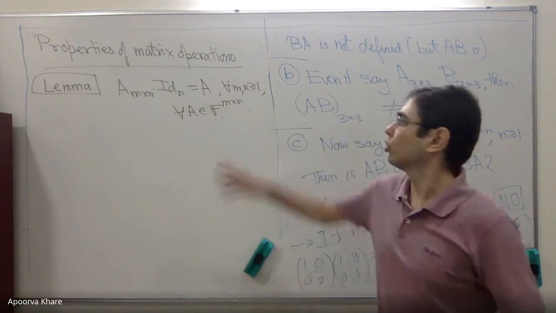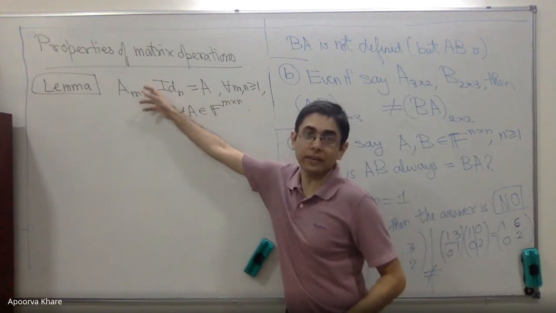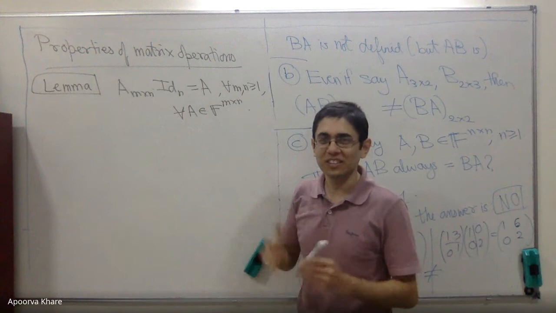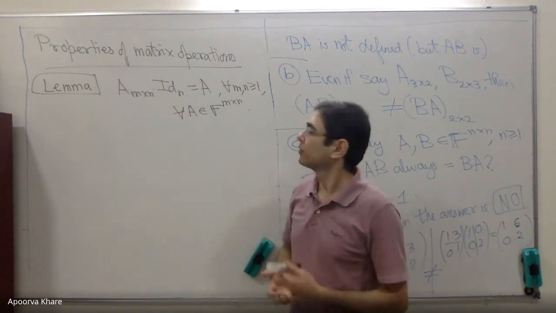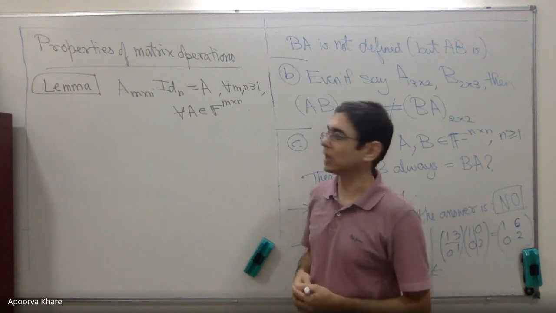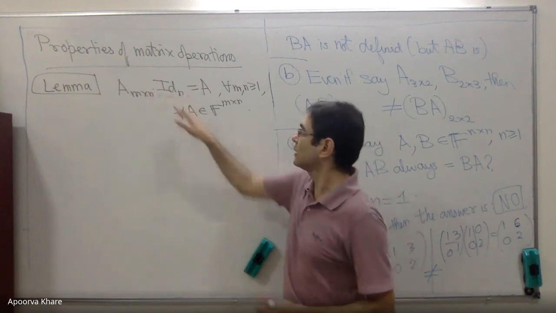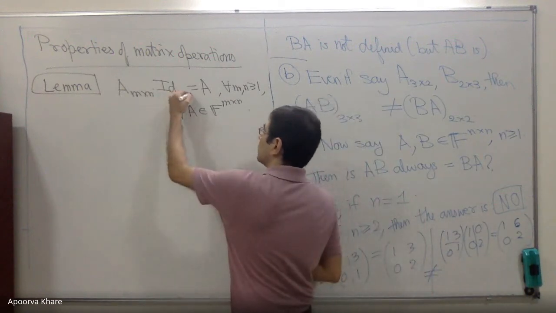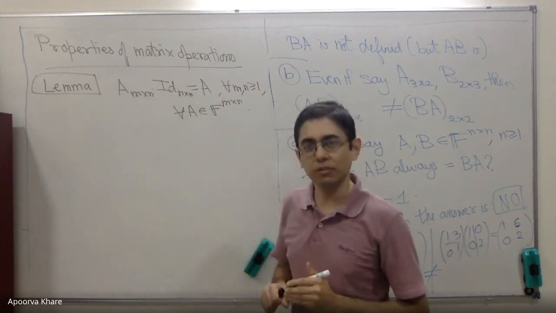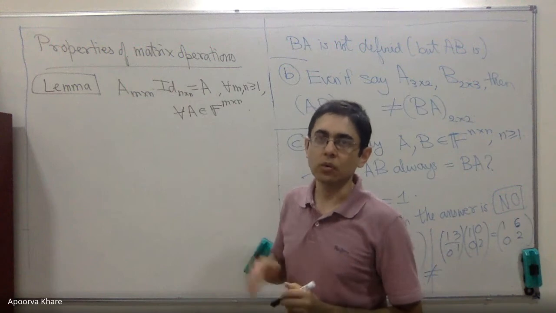So how do you show that? This is the product, A times identity equals A. And that's why it's called the identity matrix, because it's the multiplicative identity. How do you show such an equality? Clearly this is m cross n, this is n by n, so the matrix on the other side is m by n. That's fine. Matrix multiplication is defined. How do you show this equality?